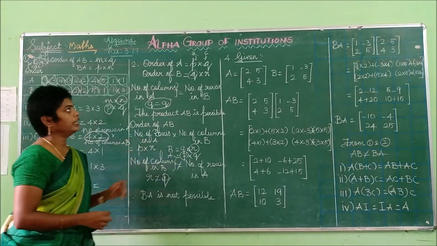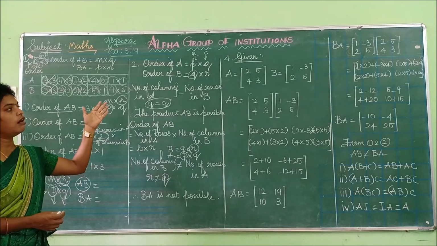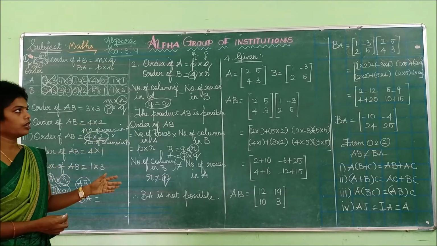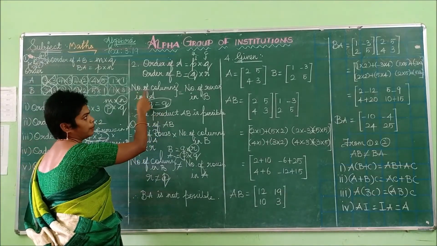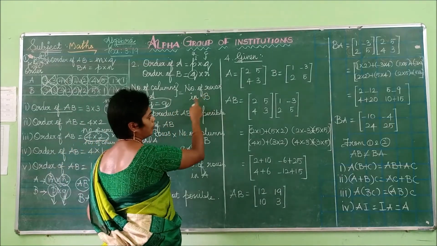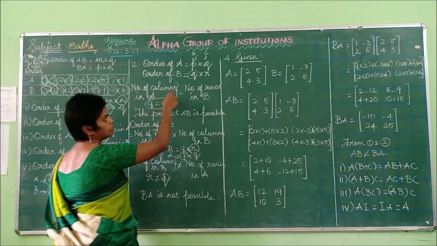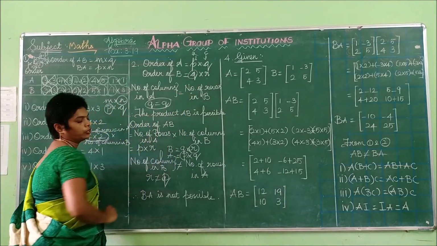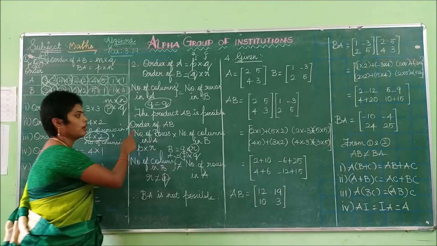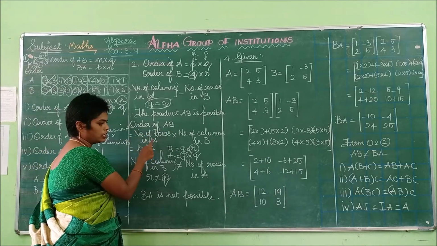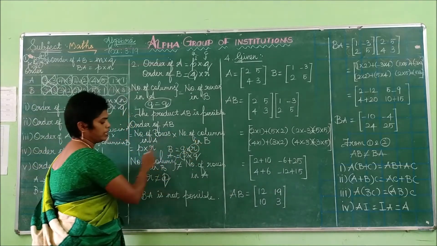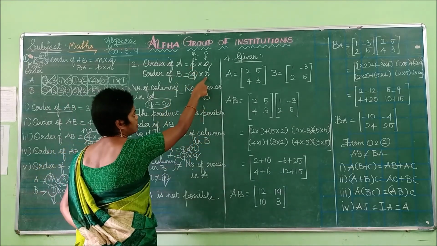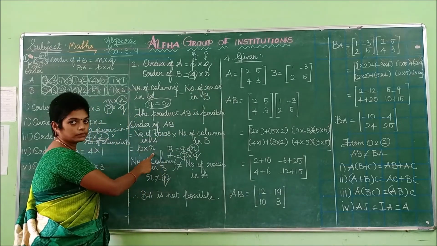So listen, in the given, they give the order of A which is equal to P cross Q, and the order of B which is equal to Q cross R. First of all, you have to check the condition. Number of columns in A is equal to number of rows in B. So number of columns in A is Q, number of rows in B is Q. So Q equal to Q, product AB is possible. The order of AB is number of rows in A into number of columns in B. So here number of rows in A is P and number of columns in B is R. So P cross R is our order.